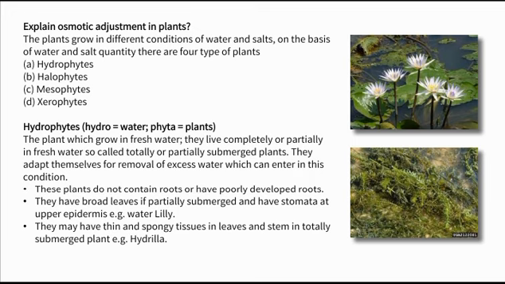They have broad leaves. Like you can see in the water lily, which is partially submerged, it has stomata at the upper epidermis. This is the adaptation. They may have thin and spongy tissues in leaves and stem in totally submerged plants like hydrilla.